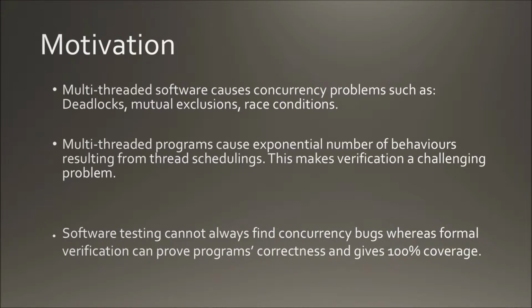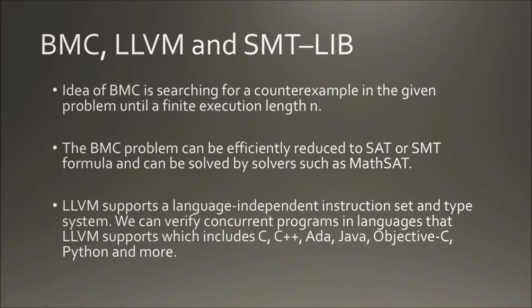One of the main reasons is the exponential number of behaviors because of non-predetermined thread schedulings. Visual testing is not enough to find bugs in concurrent programs, while formal verification gives 100% coverage. As some background, bounded model checking is searching for a counterexample in a SAT or SMT formula to make it satisfiable for a given finite execution length. That formula can be solved using efficient solvers such as MathSAT.